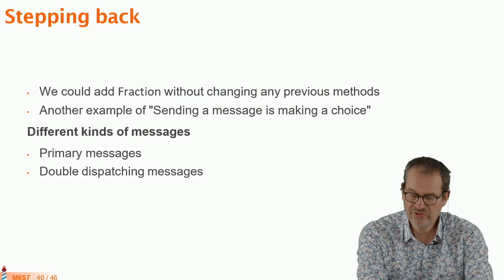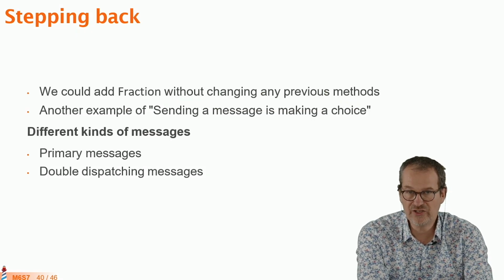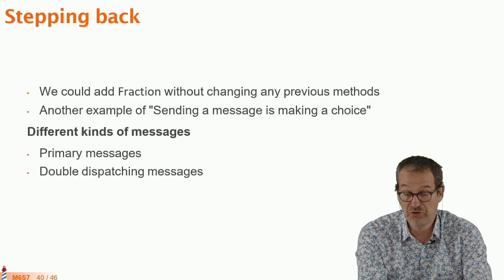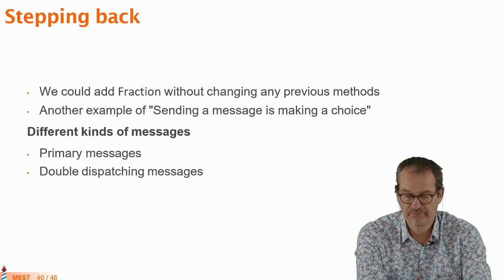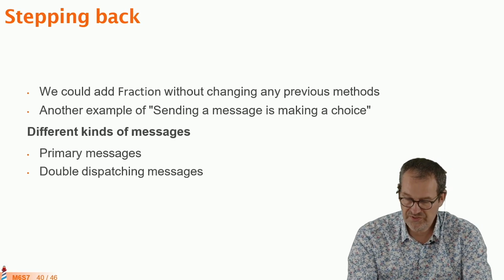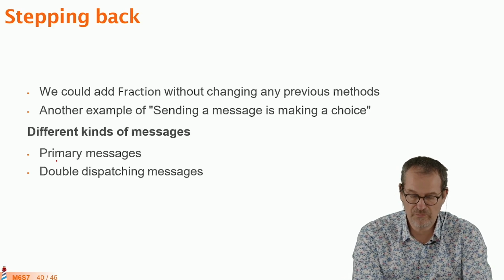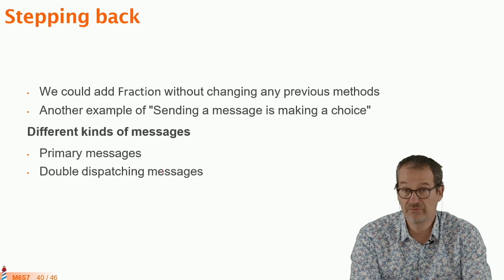So what you see is that we could add fraction without changing any of the previous methods. So this is quite cool because this means that we could add a complex number or something else in the story. So this is an illustration of sending a message is making a choice. And this is based on this idea that you have a primary message and double dispatching messages.